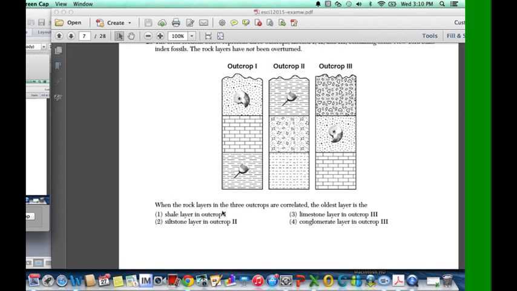So the question says, when the rock layers in the three outcrops are correlated, when we're trying to measure them and figure out what's going on with them, we need to figure out which one is the oldest layer. Taking a look at this, we don't really have to take a look at the reference table because we can just easily identify which one is the oldest by looking at the bottom layers. So the bottom layers would definitely be the oldest rocks, but since there's three different types, we need to figure out which one of them is the actual one.